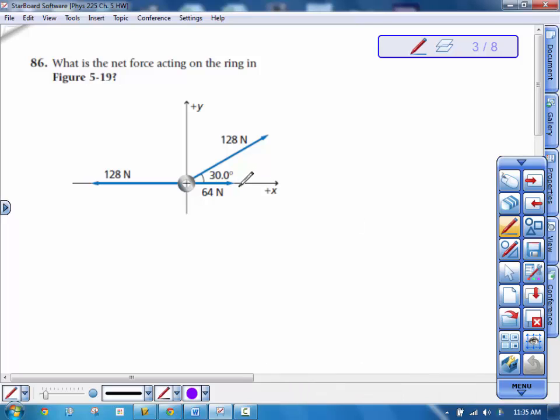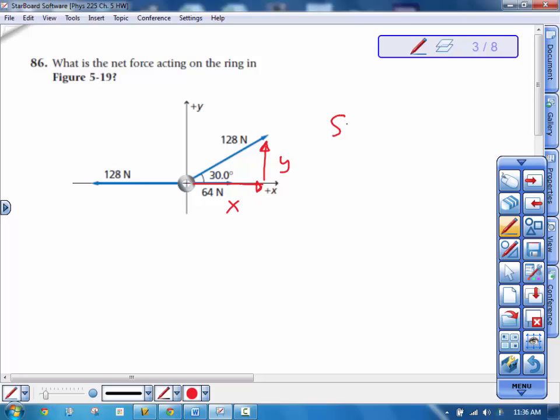All right, so the next problem, 86, says, what is the net force acting on the spring? So you have 64 newtons pulling this way, and you have 128 newtons pulling this way. What's nice about these forces, the 64 and the 128, is they're acting along the axes, which is really nice. But the 128 is not, it's at an angle. So I'm going to break that 128 into its two components, one component along the x-axis and one component along the y-axis. I'll call this x and I'll call that y just to give them names.